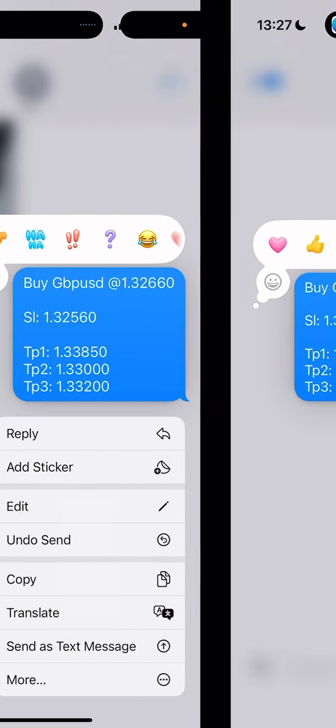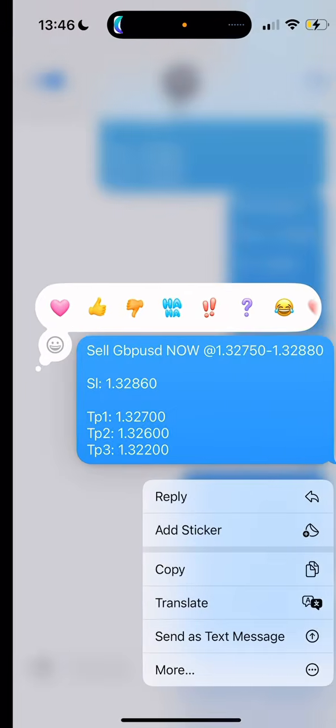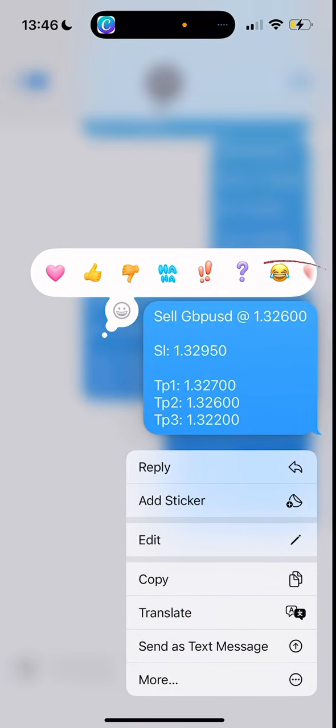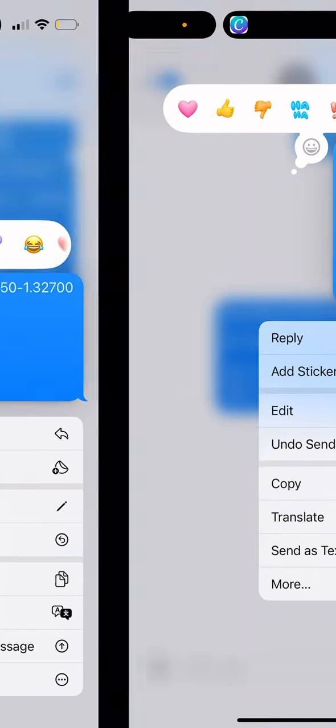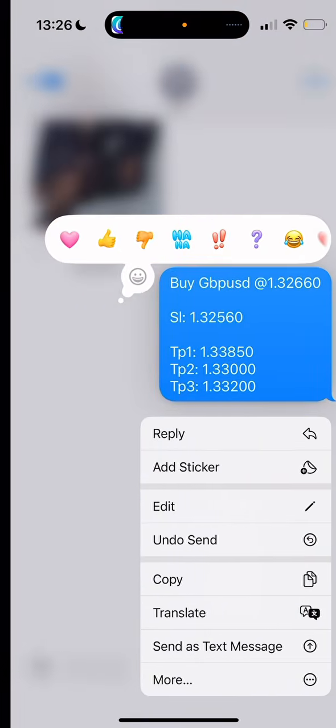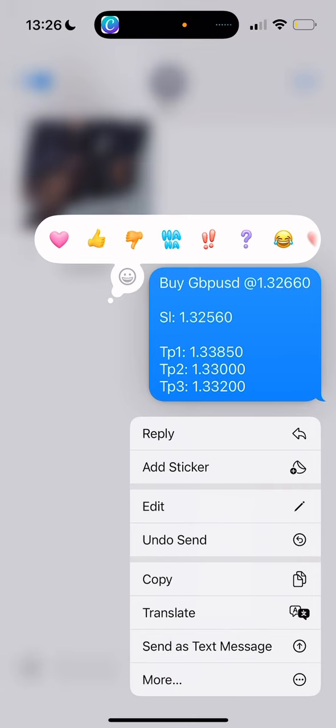Okay, so there are 6 different types of signals I'm going to show you how to place today. Let us start with this first one over here. It says buy GBP USD at this price. The numbers after the "at" are the price. So what are the features of a signal? You have the action, the entry, SL, and then the TPs.